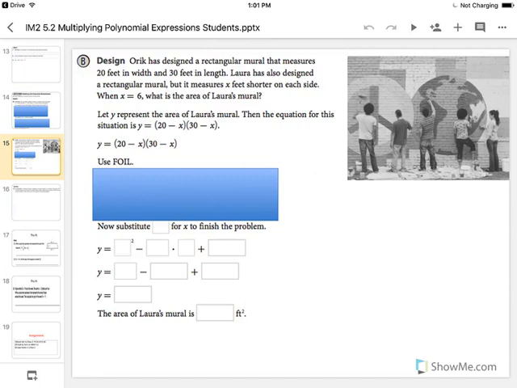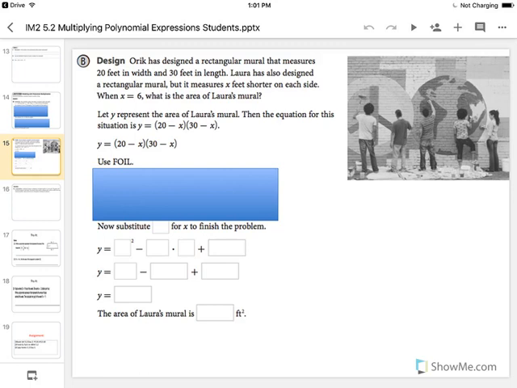Right. Okay, let's go on to part B. Ulrich had designed a rectangular mirror that measured 20 feet in width and 30 feet in length. Laura has also designed a rectangular mirror, but it's x feet shorter in each side. Let x be 6. What is the area of Laura's model?